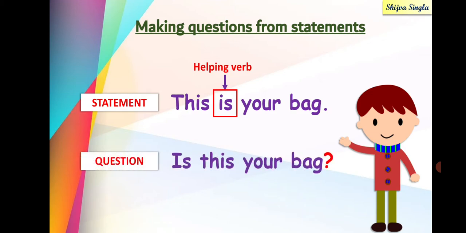Now let's change this statement into a question. Is this your bag? So what we have actually done here is we have changed the position of the helping verb. Earlier it was in the middle of the sentence, but to change it into a question, we shifted it to the beginning. So now it's starting with a capital letter but ending with a question mark.